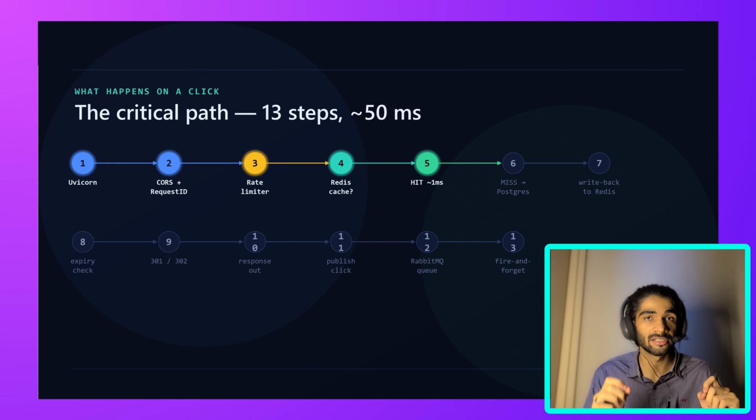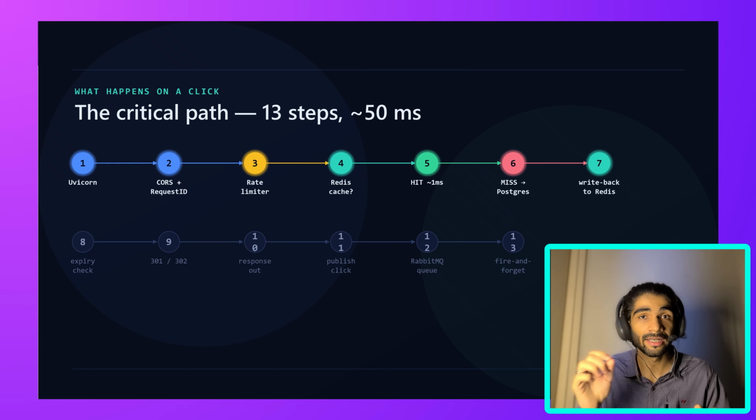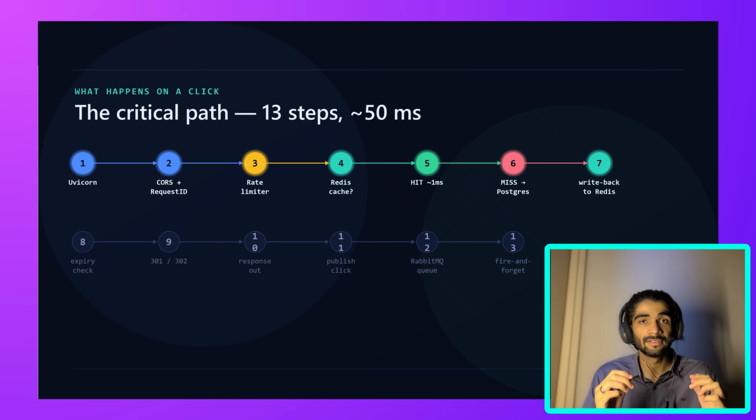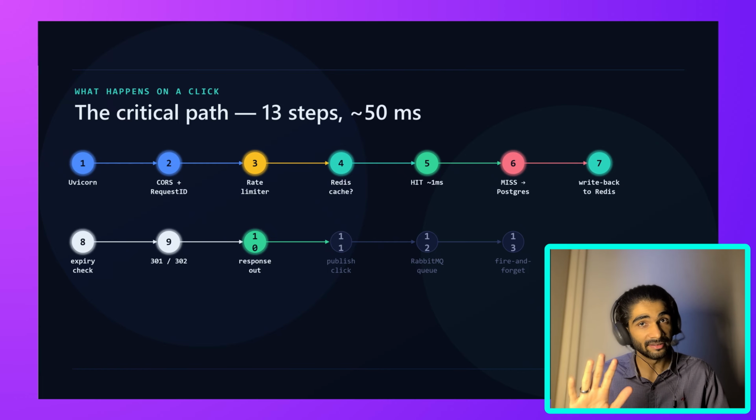But if that cache misses, we fall through to Postgres. That takes 10 to 50 milliseconds. But here's the thing, we write that back to the Redis cache, so the next request for this URL gets a cache hit. Then we check if the link is expired, decide if it's a 301 or 302, and the response goes out. The user gets redirected. But wait, there's more.